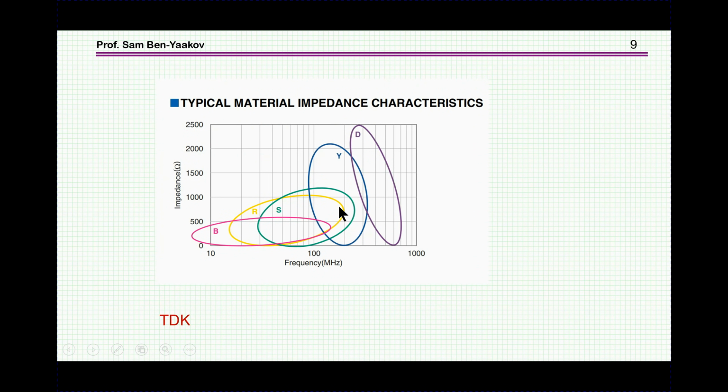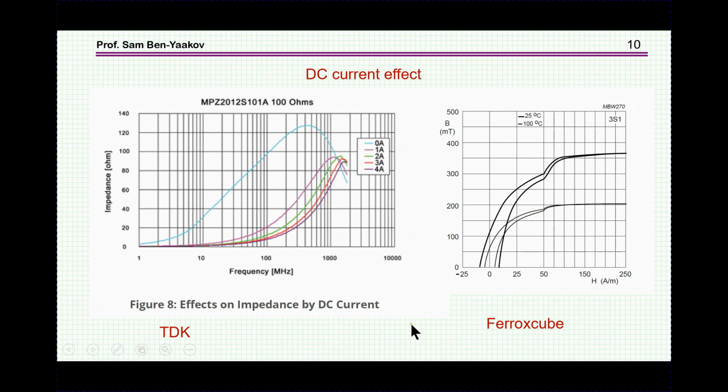So companies are making material for different frequency ranges. For example, TDK shows here that there is a B material which is applicable for the low frequency region, and then there's this D material which is applicable to frequencies approaching the gigahertz and hundreds of megahertz. So for each particular application, you can choose the material that will be most proper for the frequency range that you are working at.